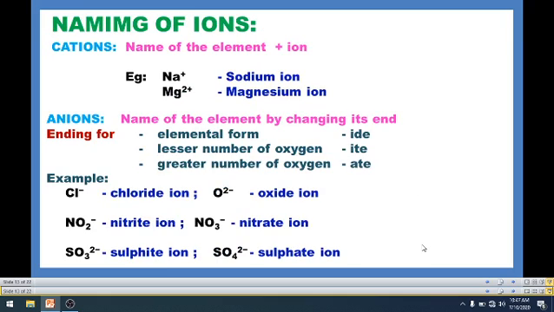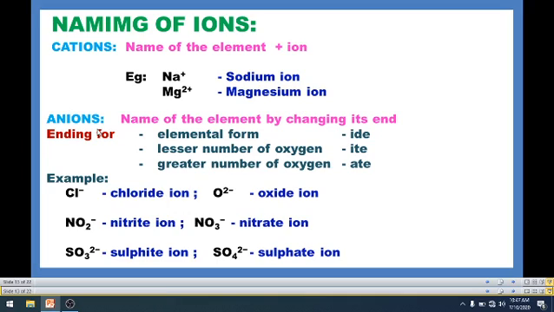Okay, now we will see how to name an ion, naming of ions. How to name a cation? It is very easy to name the cation because we just use the name of the element and add the ending ion. Sodium means sodium ion. Magnesium, magnesium ion. So just the name of the element we are going to use and at the end we add ion. So naming of cations is very simple.